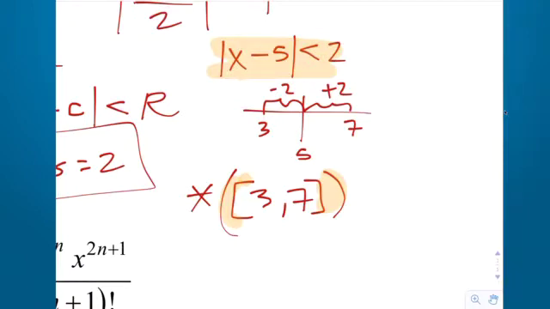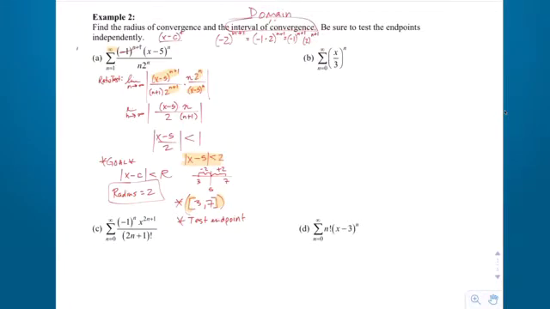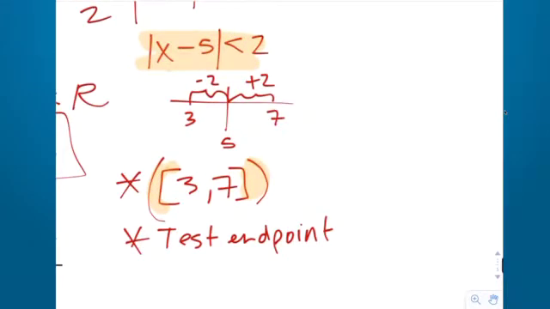We can test the endpoints, and that's what you always have to do next. You're going to test the endpoints. This thing may converge at 3, may not converge at 3. It may converge at 7, may not converge at 7, but for sure it converges at everything between 3 and 7, for sure. All right, so how are we going to test the endpoints? Well, remember, these are x values, yes? We're finding essentially the domain, so those are x values.